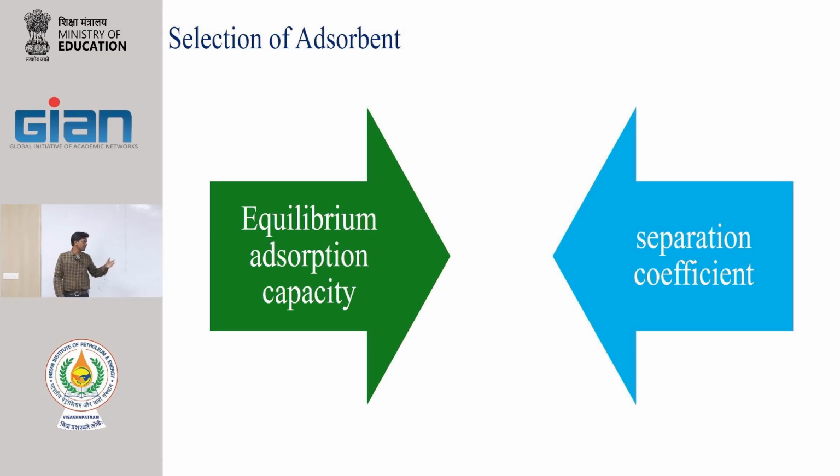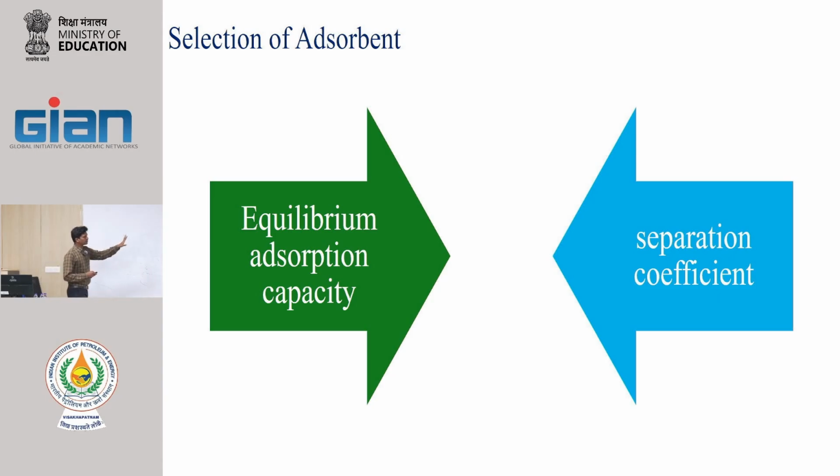So when you say the first one, you can say it adsorbs 100 kilograms. That is a very high number, but if it also adsorbs 100 kilograms of other gas, you will not get any separation factor. So these are the two things which we always look for: one is the adsorption capacity, one is the separation factor.